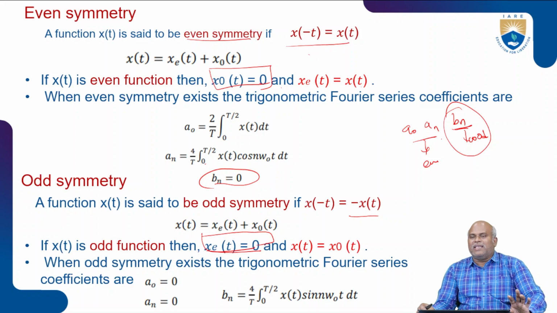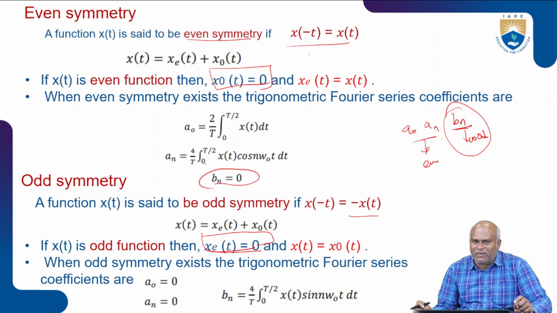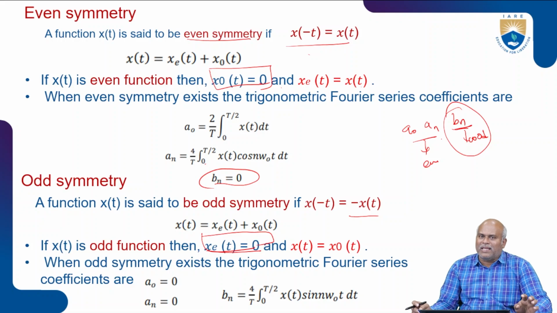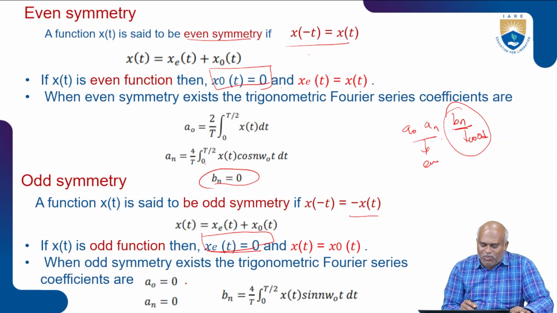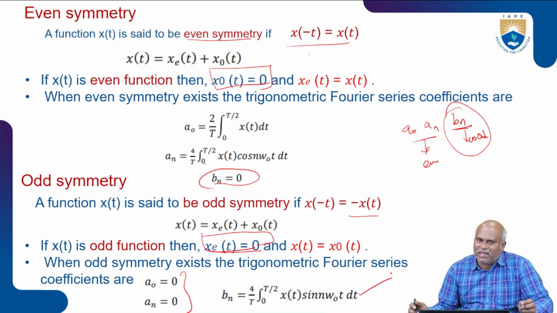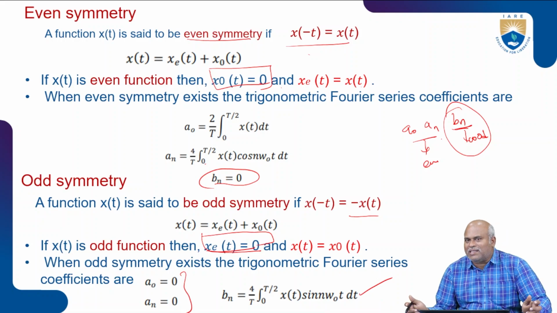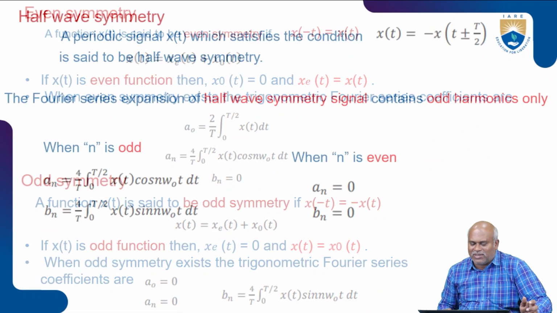In this case, a of n as well as a of 0, both values are 0. But it exists only for b of n. B of n is equal to 4 by T integration of 0 to T by 2 x of t sin n omega 0 t dt, we should write.